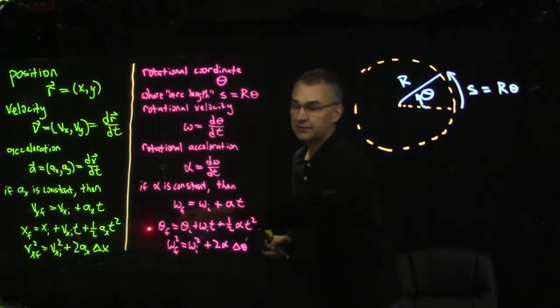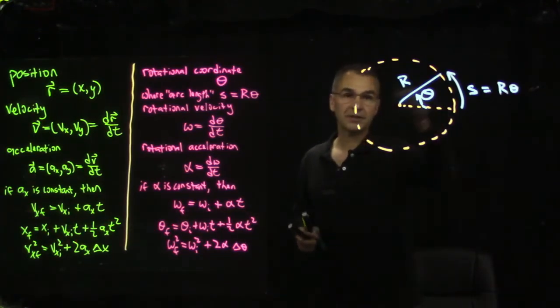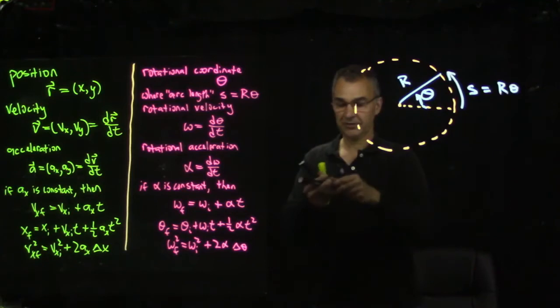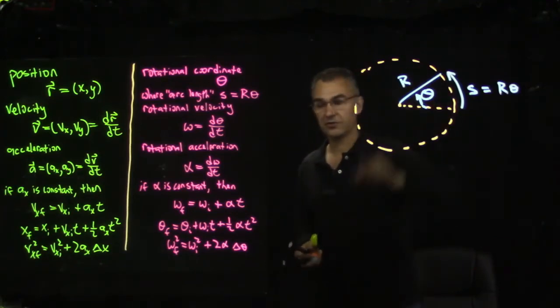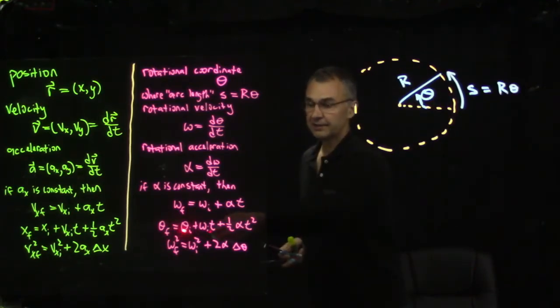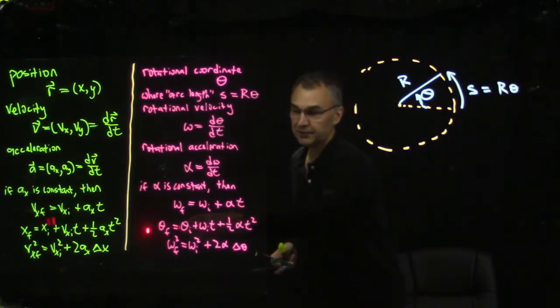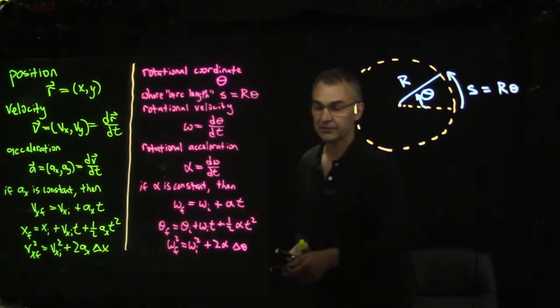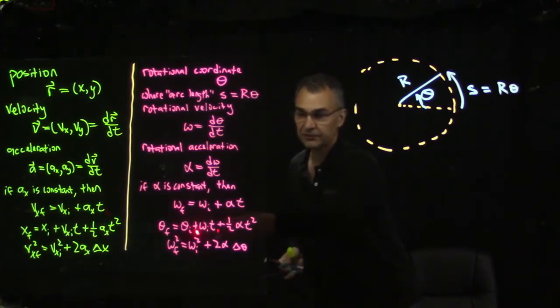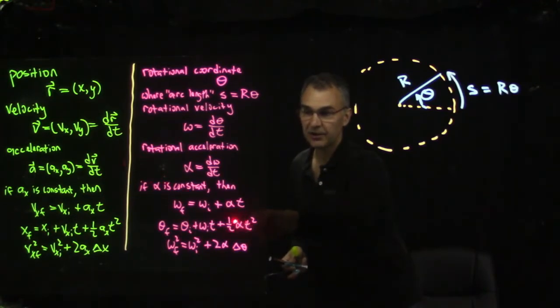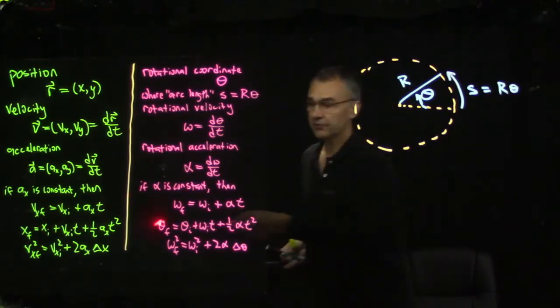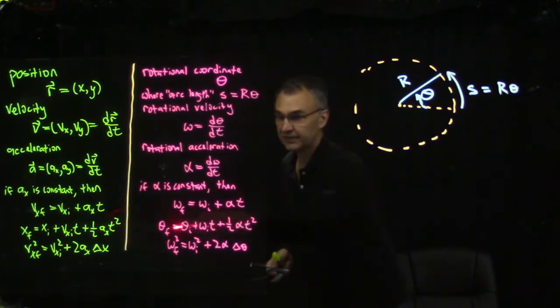So the final theta, the final rotational coordinate, the final angular coordinate you might say, equals the initial theta plus omega initial times time plus 1/2 times alpha times t squared. So this is the final angular coordinate, the final theta. This is the initial angular coordinate, the initial theta. This is the initial angular velocity, and this is the constant angular acceleration. So again, this result is exactly analogous to this result.